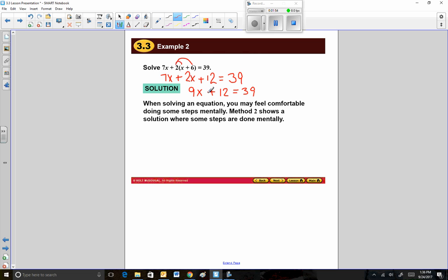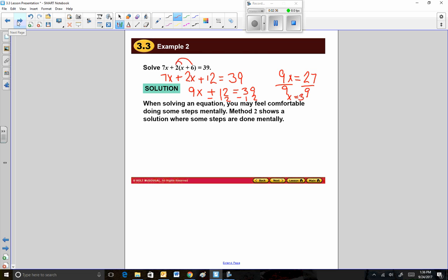Now, our next step is we still need to get x all by itself. Let's move the number over by doing the opposite. Subtract 12. Subtract 12. So now we have 9x equals 27, because 9 minus 2 is 7, 3 minus 1 is 2. Almost there. We still need to get a single x, a 1x. So we have to divide both sides by 9. Now this is a 1x, so we get x equals, and then of course 27 divided by 9 is 3. So we get a 3.